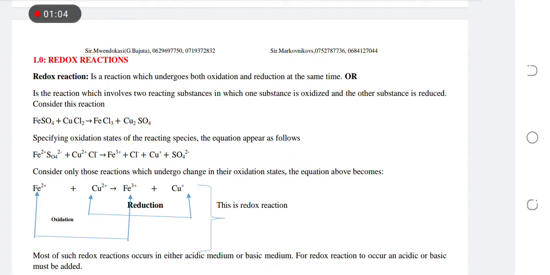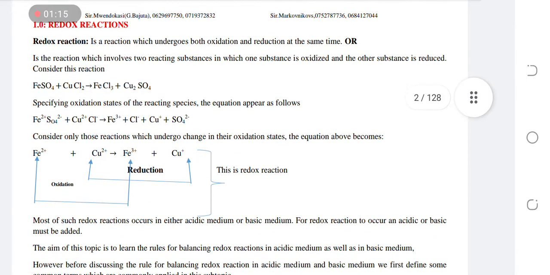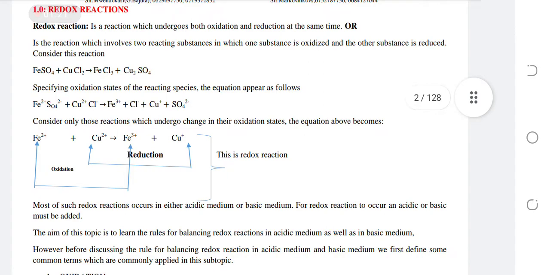Consider this reaction as shown there, copper sulfate and copper chloride. After finding their oxidation states in the reactant side and the product side, specifying the oxidation state of the reacting species, the equation appears as you see there. There is one half reaction that undergoes oxidation and another that undergoes reduction.